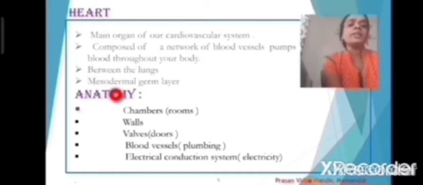So from the middle layer only, cardiac muscles, skeletal muscles, everything is arising. So the mesodermal germ layer only gives rise to the heart. So, mesodermal germ layer. And coming to anatomy, what do you mean by anatomy?